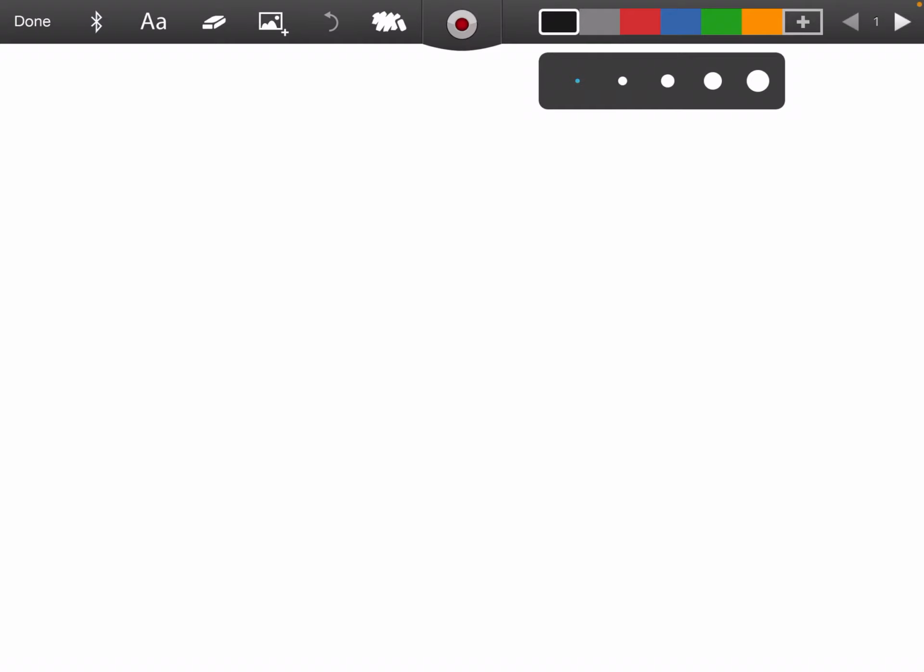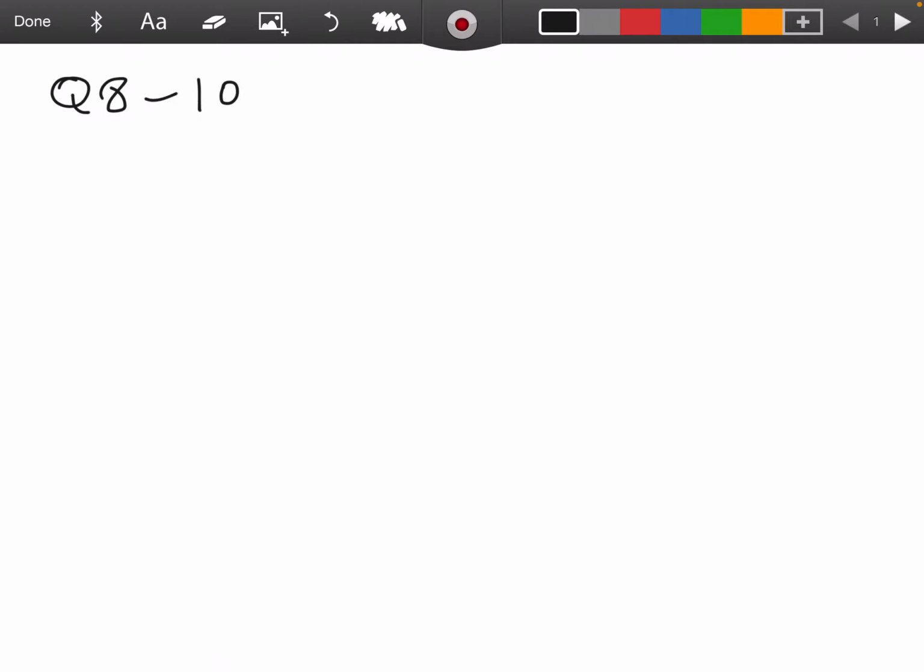Hi guys, wanted to run through our corrections from Thursday's work. So it was questions 8, 9 and 10, questions 8 to 10 from page 98 of your textbook. Question 8 had a mix of different stuff. It's asking about 5 fractions that are equivalent to 2 over 3.